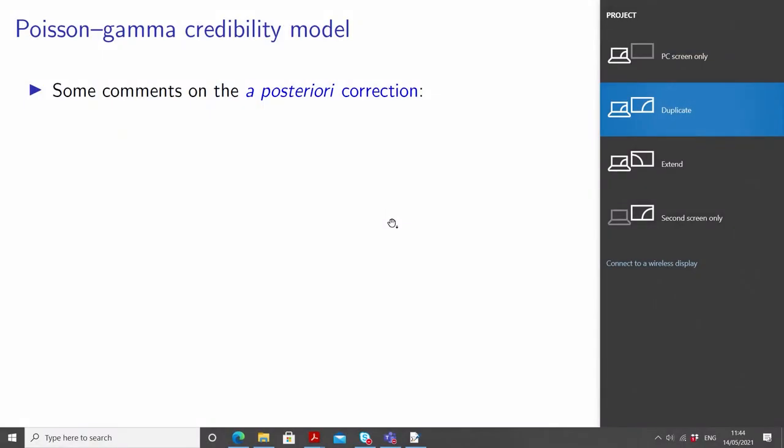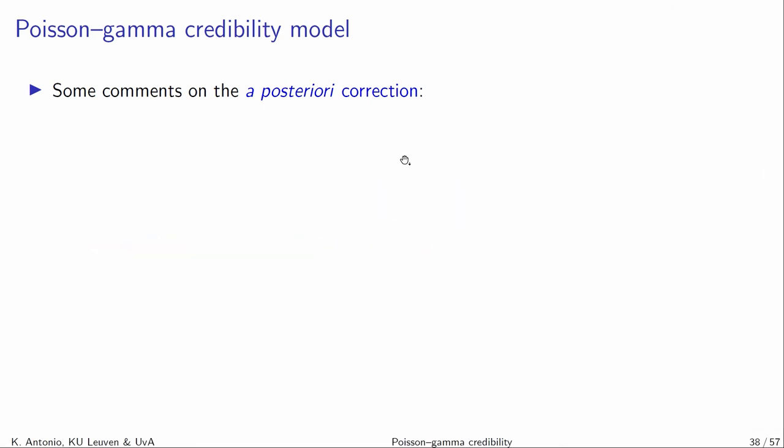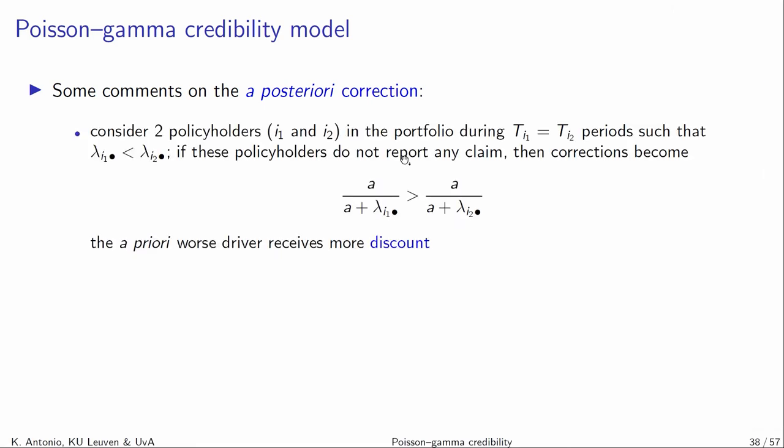And that's the following. So let's compare now two policyholders. We take two different profiles, and I1 is the less risky profile. I1 was assessed less risky than I2 in the a priori tariff.